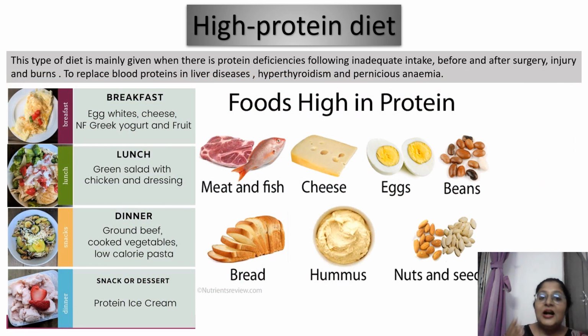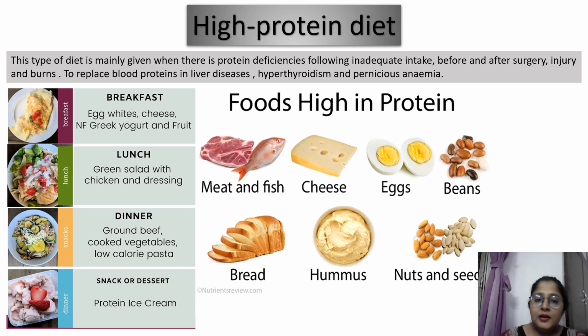The next variety is a high protein diet. A high protein diet is generally given to people who have a deficiency in protein intake, or before and after surgery. A high protein diet is very important. In injuries it is given because we know that protein helps in injury healing, right? So for injuries and burns, we have to give a high protein diet.